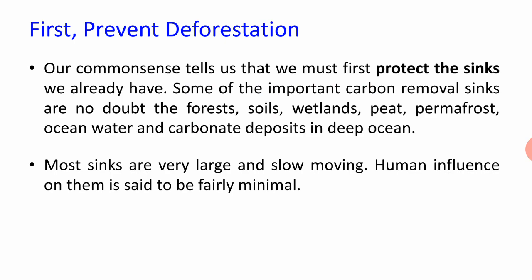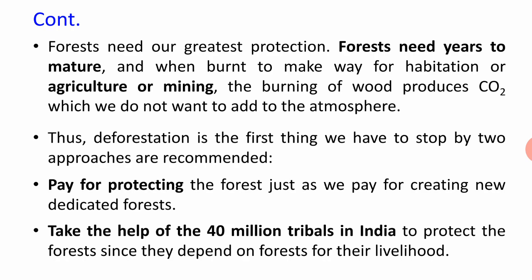So the first target is that we need to prevent deforestation, and the existing sinks should not be affected. The forest needs our greatest protection. Forests need years to mature. As we know, when you plant a tree, it takes enough time to grow into a full-grown tree. In this process, for agriculture purposes they chop down trees, and for mining purposes also they chop down trees. Sometimes they burn the wood, and the CO2 is emitted into the atmosphere. Thus deforestation is the first thing we have to stop.